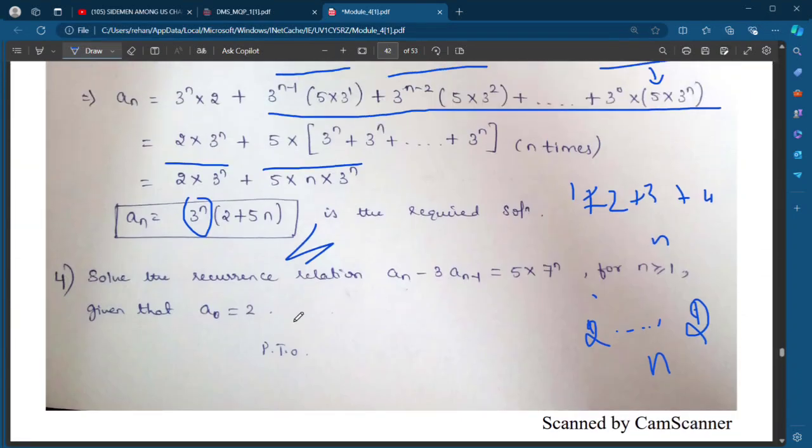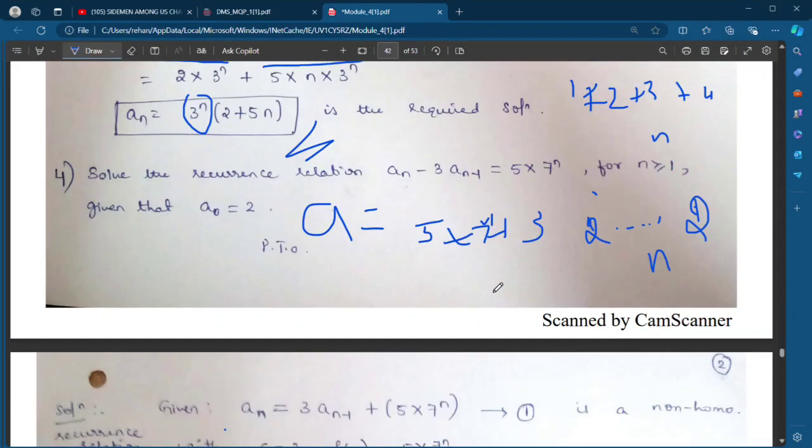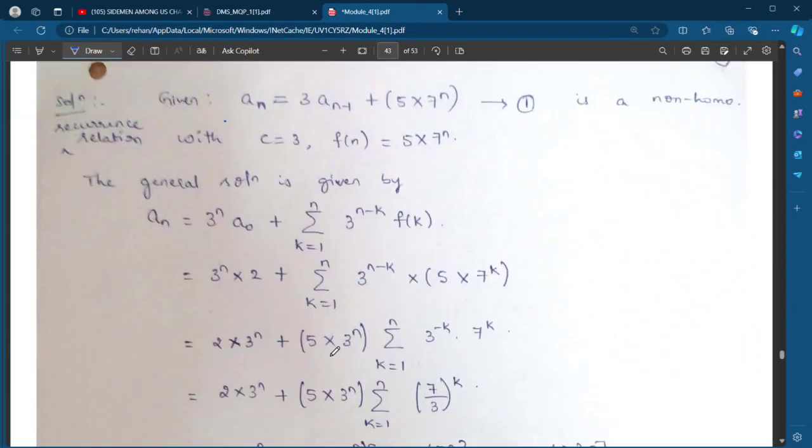What is different? Given that, solve the recursive relation an is equal to 5 into 7 power n plus 3 into a n minus 1. It is the same as this, right? Only in place of 3 I have 7. Then why have they done it like this?